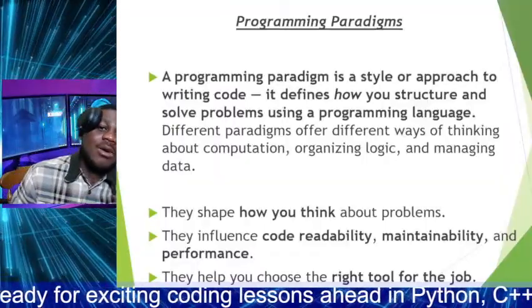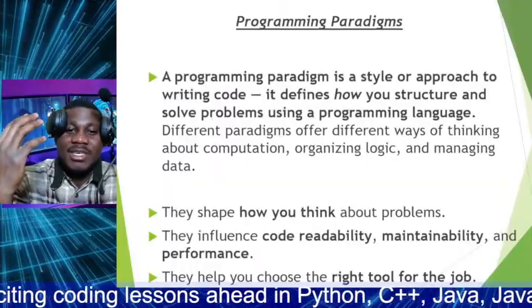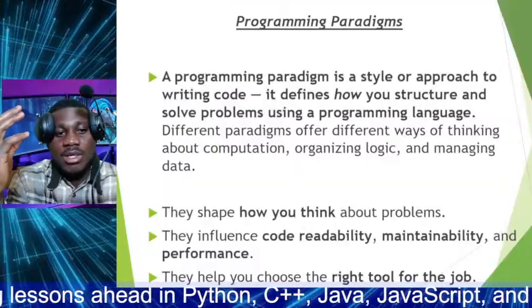So let's talk about programming paradigms. When you say programming paradigms, it is the style or approach of writing code.